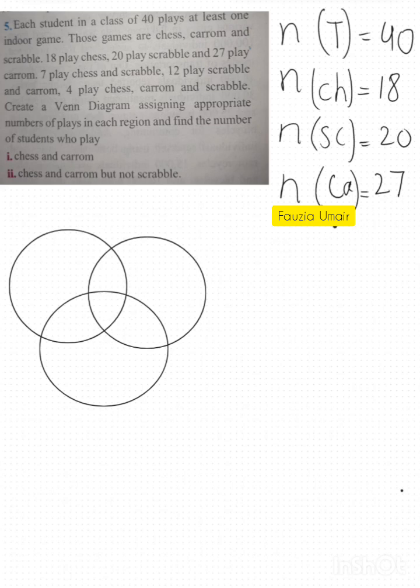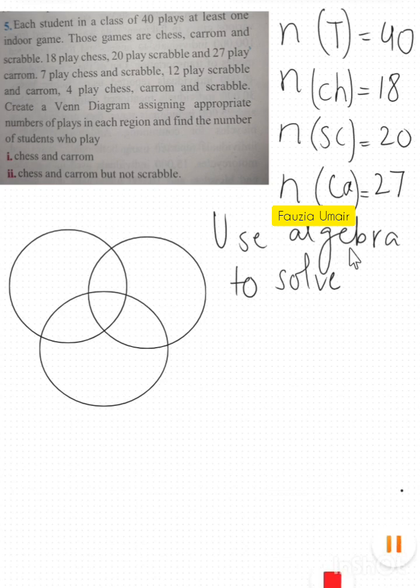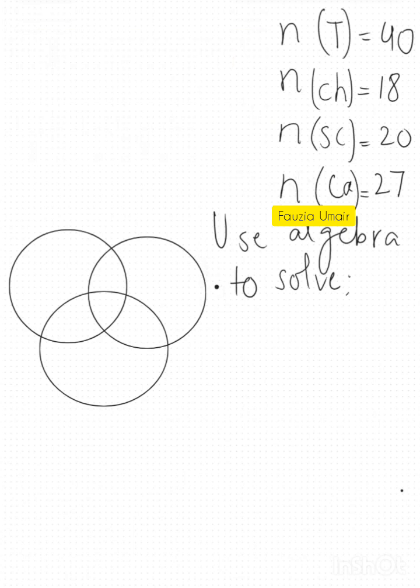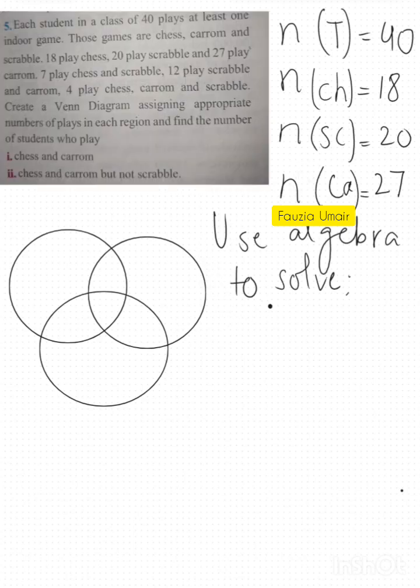Instead, I am going to tell you that we will be using algebra to solve this question. How? Because we will be introducing different variables. Instead of repeatedly saying students who play chess and Scrabble or students who play all three games, it's easy to use variables. So we will make different equations. Let's introduce different variables for different regions of the Venn diagram.